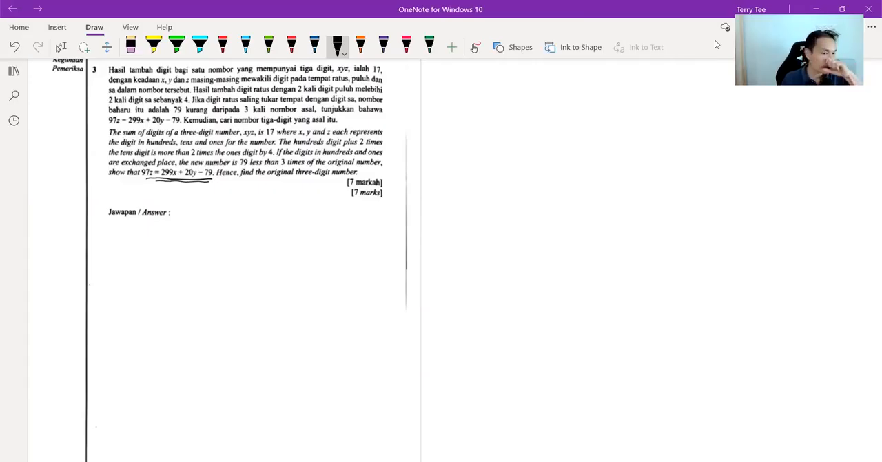Okay, so the sum of digits of a 3-digit number xyz is 17, where x, y, z each represent the digit in the hundreds, tens, and ones. So if the sum of digits is 17, that means the first equation will be x plus y plus z equals 17. We call this equation number 1.